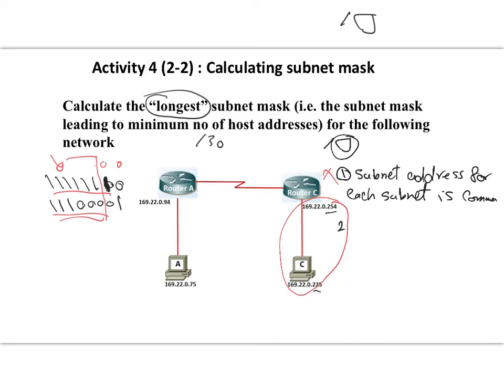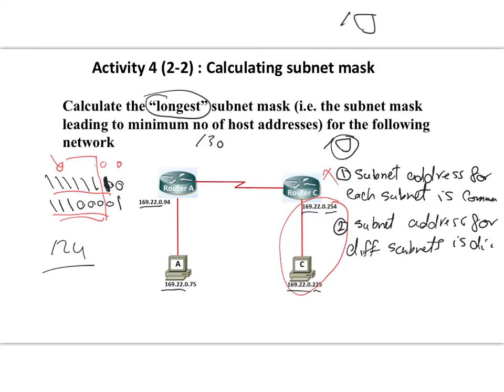Condition number 2 is that the subnet address for different subnets is different. Because someone might say, okay, we have 169.22, 169.22, 169.22, 169.22. So it's very clear, and we have zeros. So /24 will work. /24 is common, right? But what is the problem here?